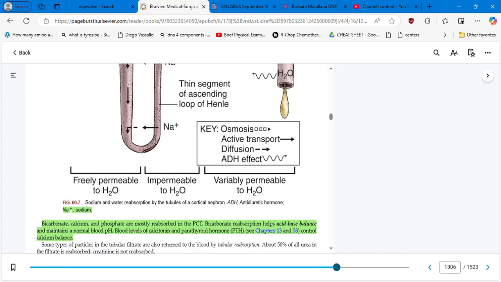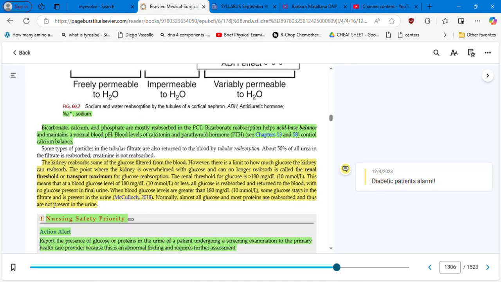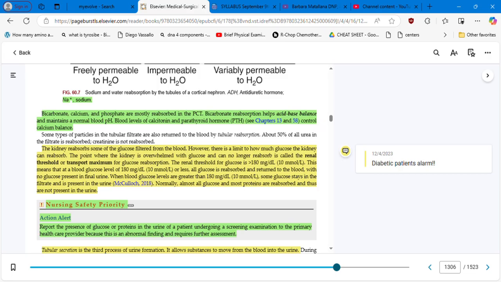Now we are going to bicarbonate, calcium, and phosphate, which are mostly reabsorbed in the proximal convoluted tubule. Bicarbonate reabsorption helps acid balance and maintains a normal pH. And we know that bicarbonate is balanced by the kidneys, while CO2 is balanced by the lungs. Blood levels of calcitonin and parathyroid hormones control calcium balance. This is related to the kidneys.